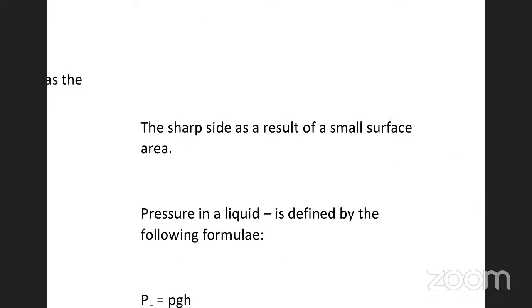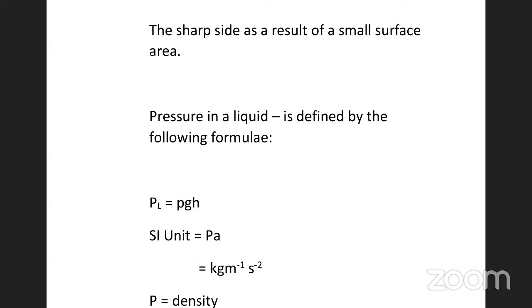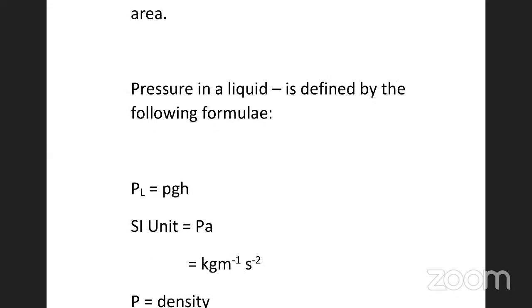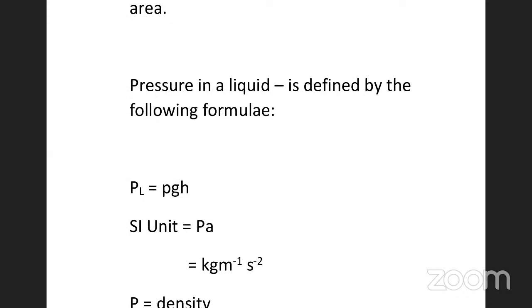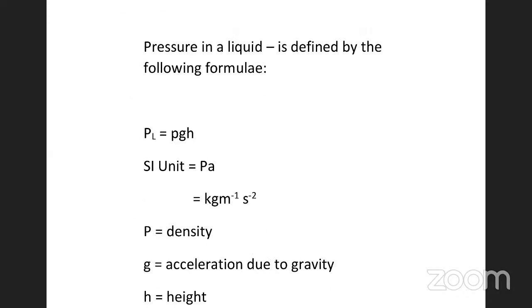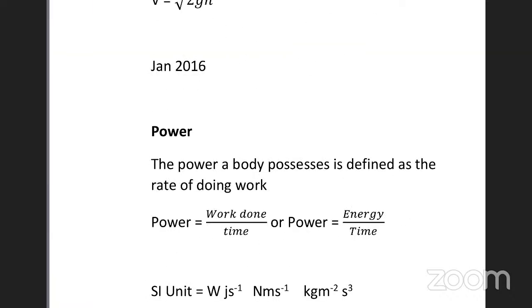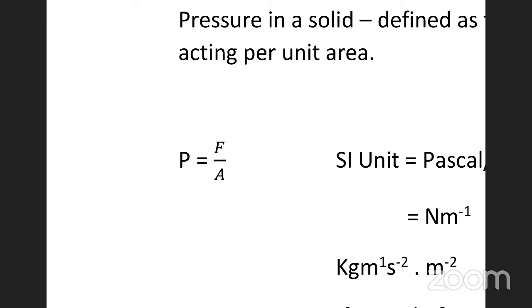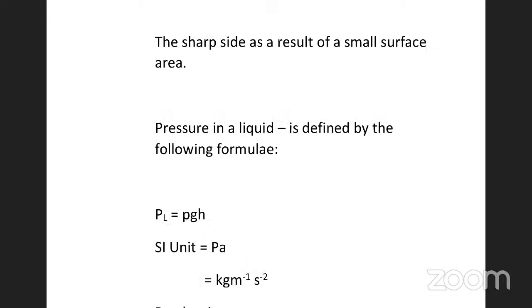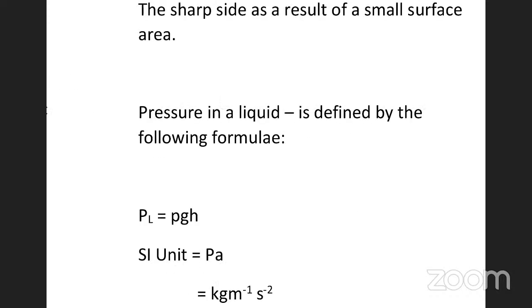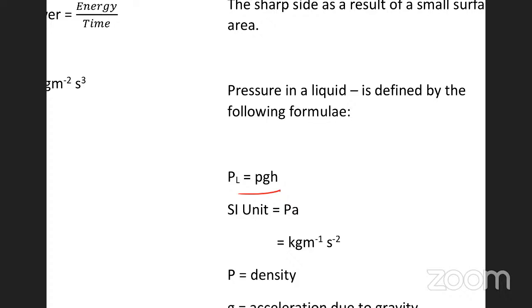All right, nice. Right, so that was pressure on a solid, right? Now, pressure in a liquid. This formula only applies to pressure on a solid. Pressure in a liquid, on the other hand, is defined by rho g h. Pressure in a liquid is density times gravity times depth.